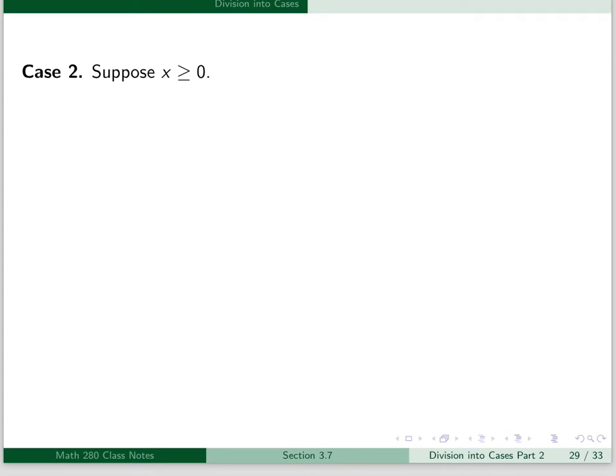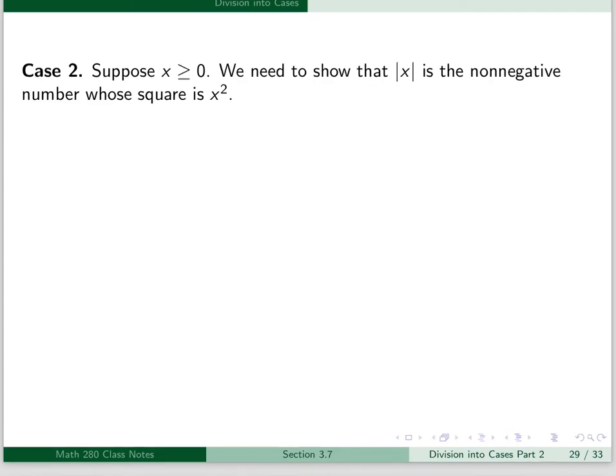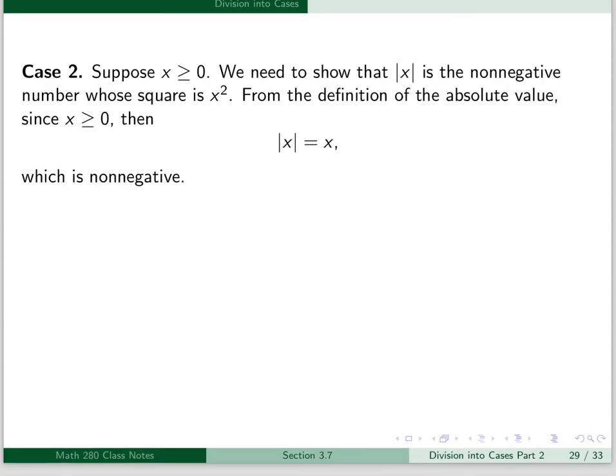For case 2, we're going to suppose that x is greater than or equal to 0. And we again need to show that the absolute value of x is the non-negative number whose square is x squared. From the definition of the absolute value again, since x is greater than or equal to 0, then the absolute value of x is just x, which is non-negative, since x is non-negative.